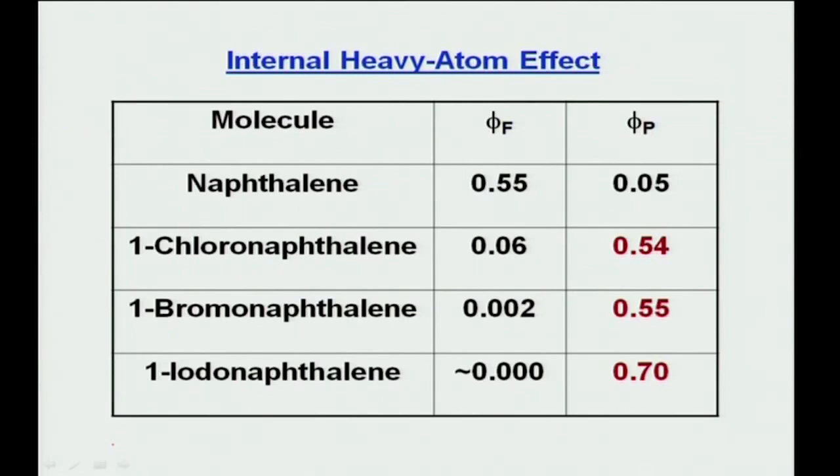Okay. Now, obviously, you guys would be smart, you go to bromo. If you go to bromonaphthalene, what would happen? You see the phi f. It is really low, 0.002, almost non-existent. And then phi p is 0.55. And you go to iodonaphthalene, what happens? It is almost not there. There is almost no fluorescence. And essentially, whatever you see is in terms of a delayed emission, which is phosphorescence in this case.